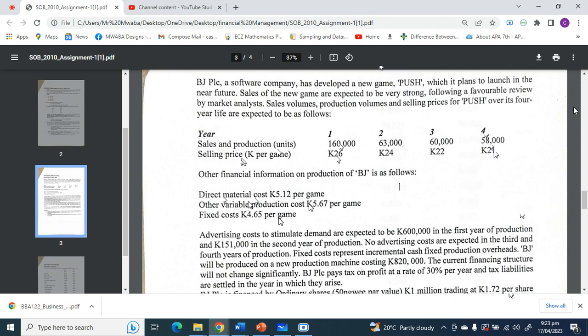So what we're going to do here is make a marginal costing profit statement. The table that you're about to see is called the marginal costing profit statement. This question is a hybrid of cost accounting and financial management. This is how we're going to obtain the cash flows, through this profit statement.